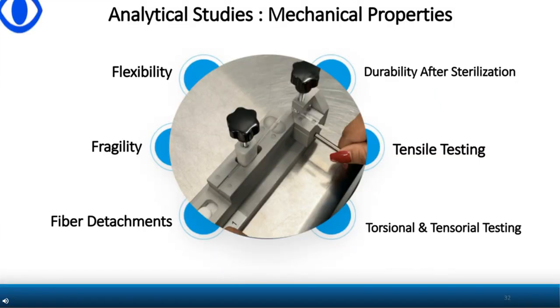Another area of importance and high focus for Copan is mechanical safety. Continual quality control is performed to ensure that certain mechanical standards are met, including applicator flexibility, fragility, fiber detachment, and durability after sterilization, including tensile testing, torsional testing, and flexural testing. And this will become important in a couple of slides when I talk to you about another study that was done.